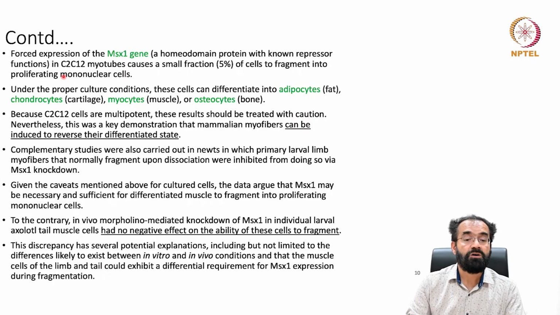Let us see further. Forced expression of another gene, MSX1, a homeodomain protein known to have a repressor function, in C2C12 myotubes, which are mouse cells, causes a small fraction, around 5% of the cells, to fragment into proliferating mononuclear cells. Under proper culture conditions, these cells can differentiate into other cell types such as adipocytes, chondrocytes, myocytes, and osteocytes. They give rise to fat, cartilage, muscle, and bone tissues.